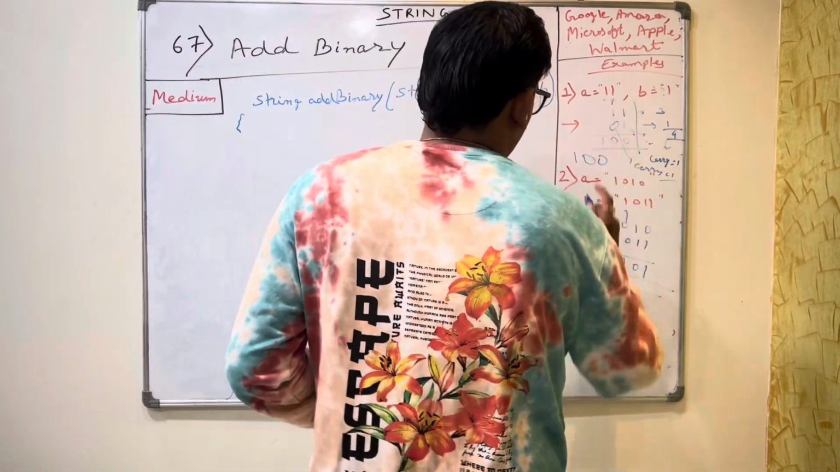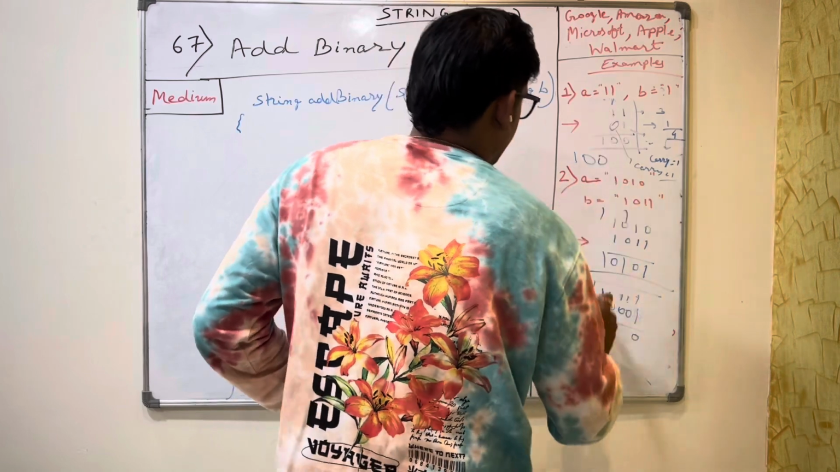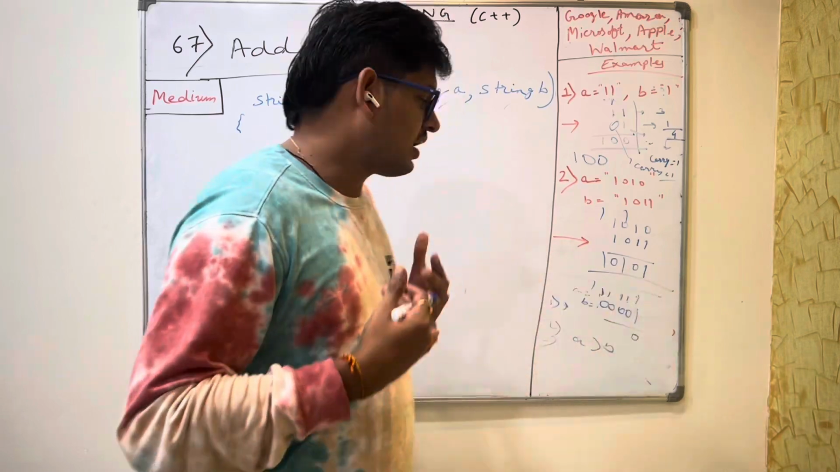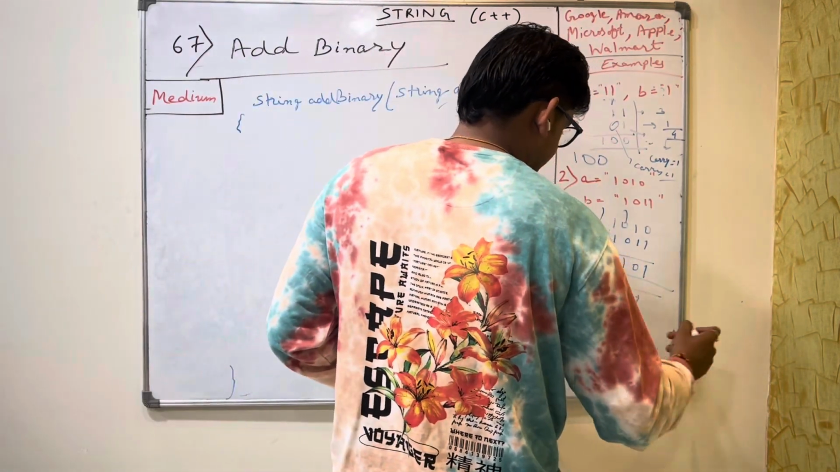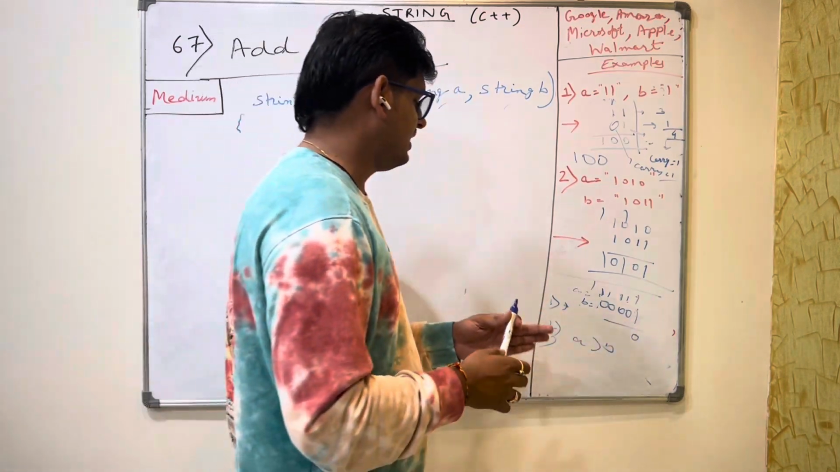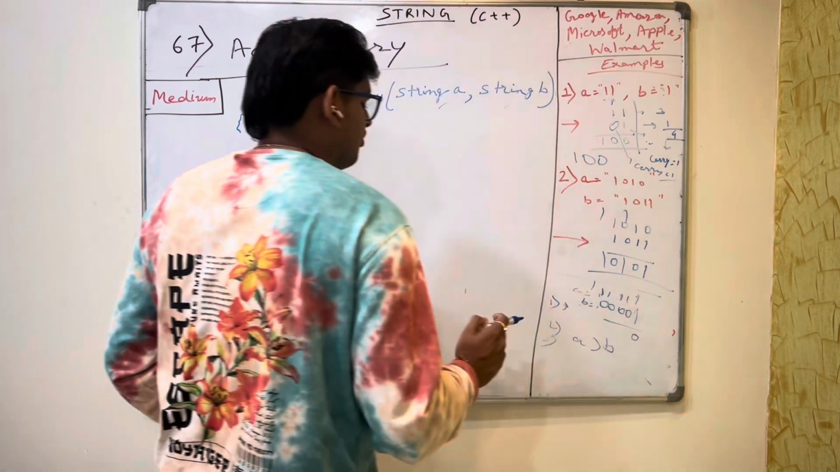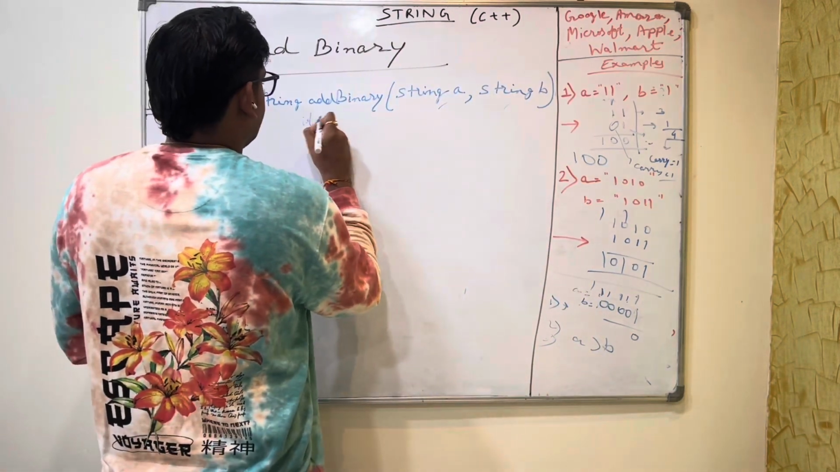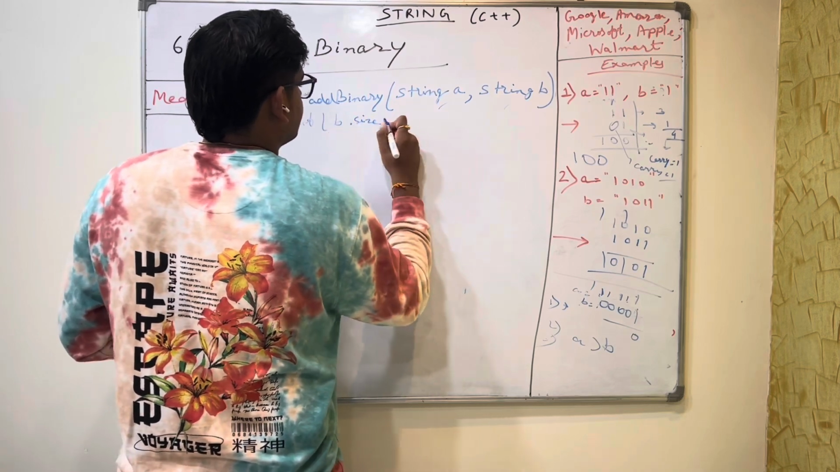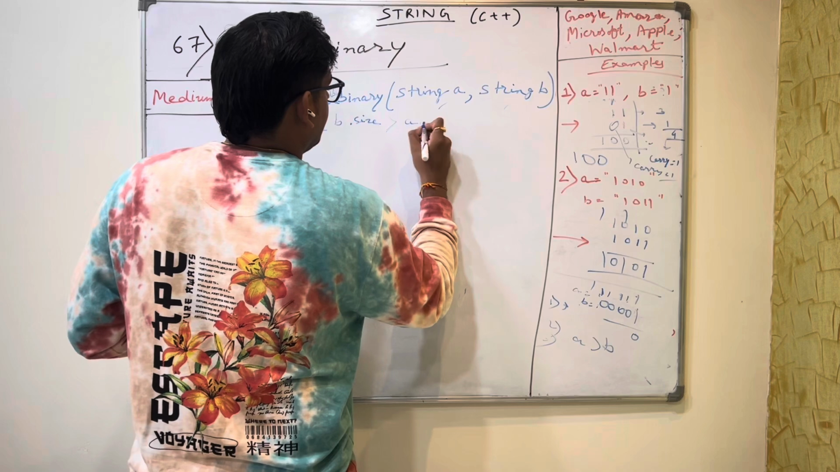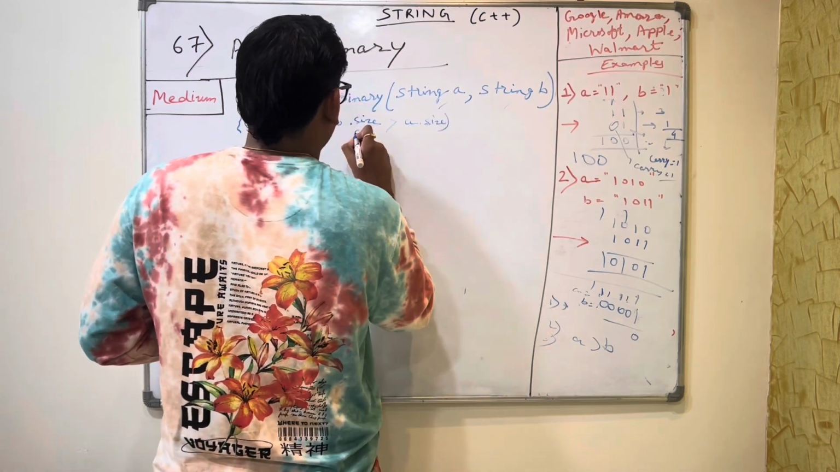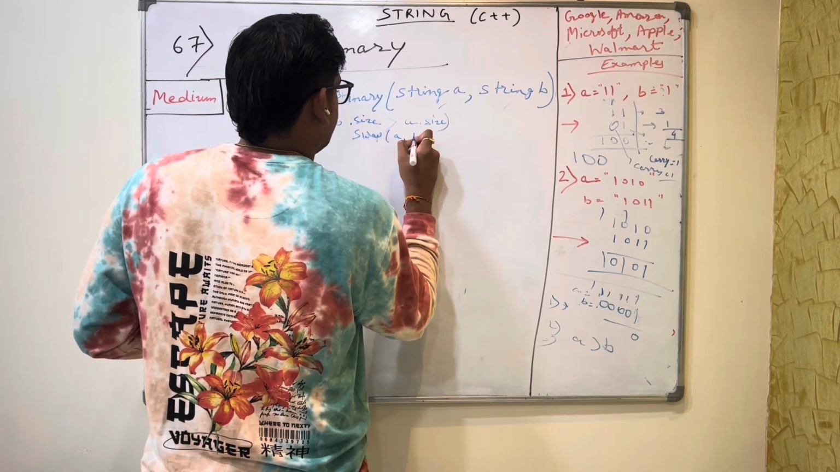So we will make A always greater than B. If A is smaller than B, we will swap it for our convenience to code when we add this 0, right? Because we don't know which is smaller. So in that way we will swap. So we can write it: if B dot size is greater than A dot size, then we call swap A comma B, okay?